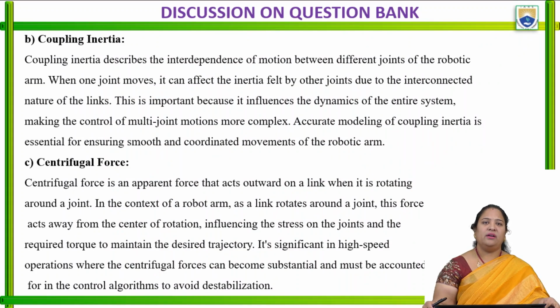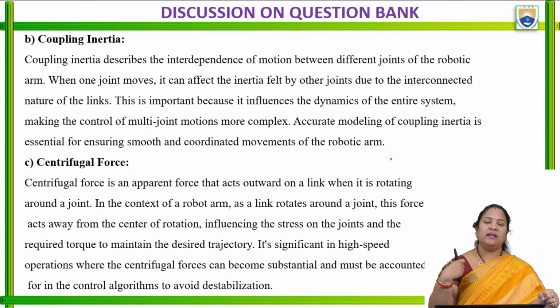Coming on to the coupling inertia, it describes the interdependence of the motion between the different joints of the robot arm. When one joint moves, it can affect the inertia felt by the other joint due to the interconnected nature of the links. For example, when we are moving one hand, what happens?